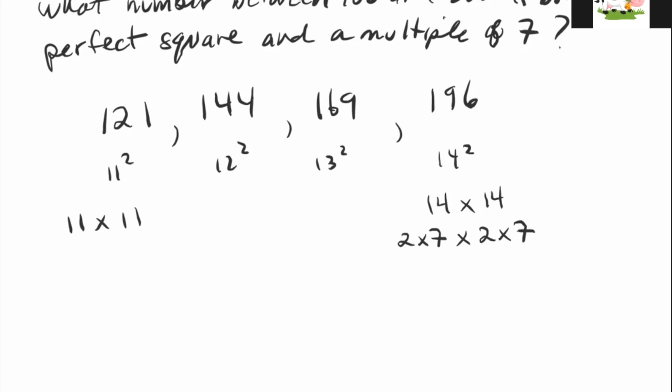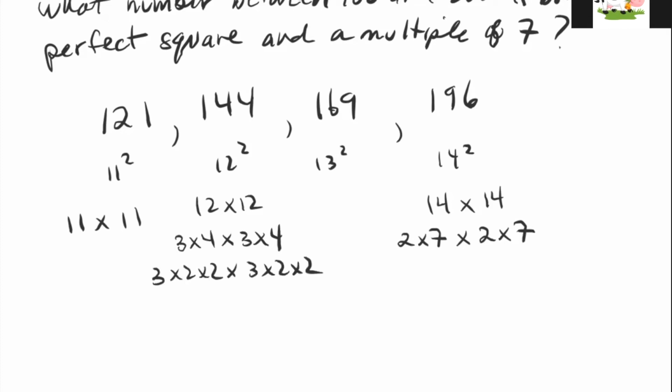None of these other numbers work. 12 times 12 is 3 times 4 times 3 times 4, which we can break down further into 3 times 2 times 2 times 3 times 2 times 2. That would be the prime factorization. But that doesn't work. There's no 7s in there. 13 times 13, we can't divide that up either. So 196 is both a perfect square and a multiple of 7.